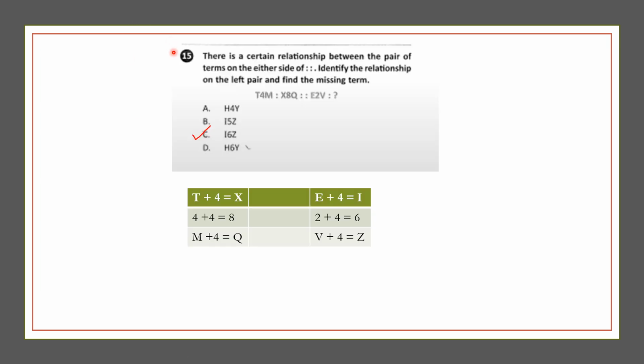Question number 15. There is a certain relationship between the pair of terms on either side of the double colon. Identify the relationship in the left pair and find the missing term. So here if you see, t plus 4 will be x and 4 plus 4 will be 8. Now m plus 4 equals q. So similarly e plus 4 will be I, 2 plus 4 will be 6 and v plus 4 will be z. So our answer will be I6z, which is option C.